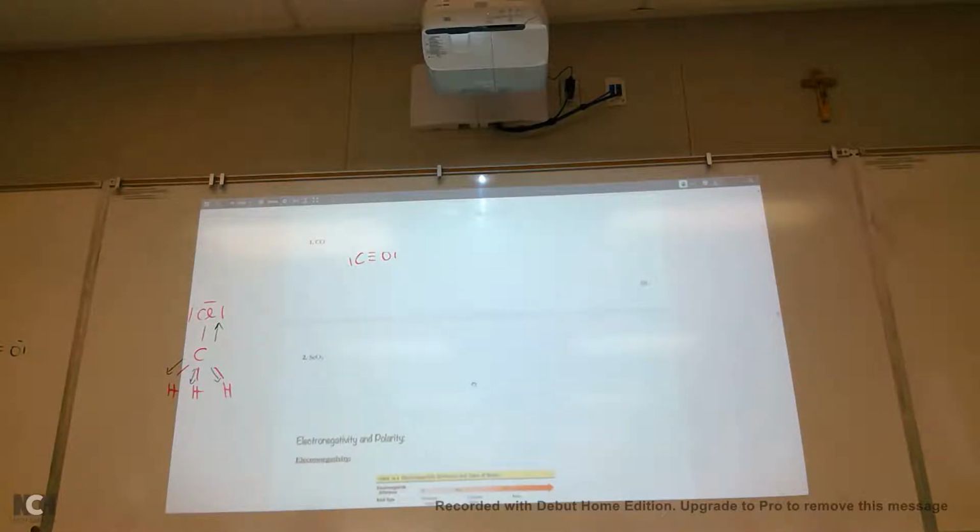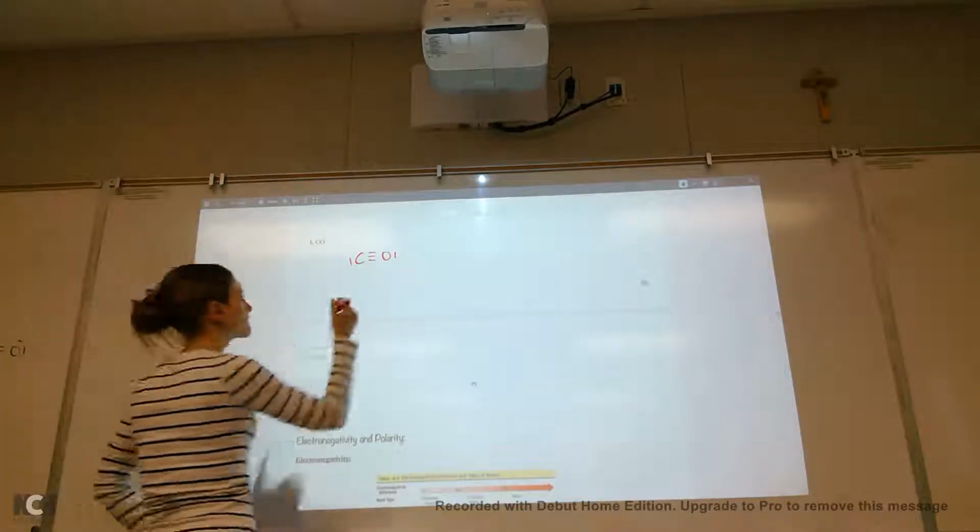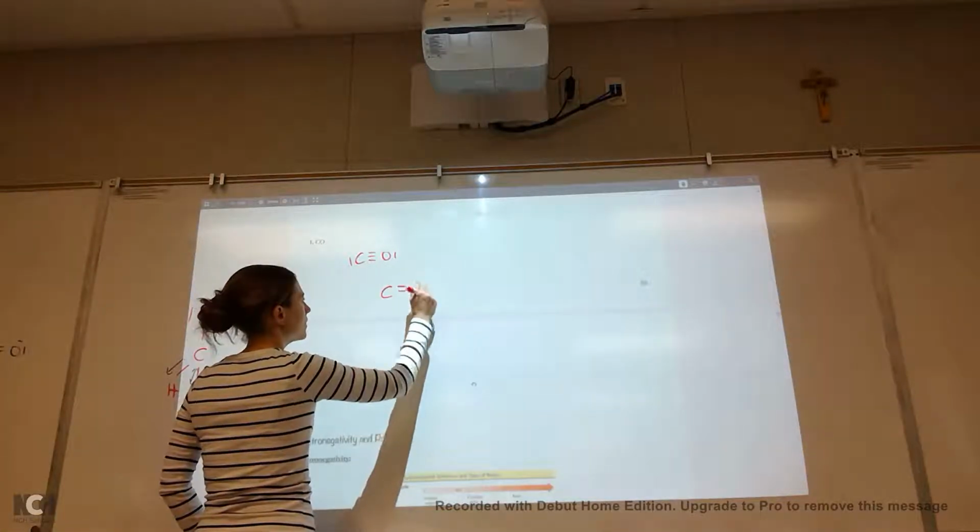It sounds scary, I know. It really isn't. All bond order means is what is the value of your bond? Meaning, if I have a triple bond, what do you think my bond order is? If I have a triple bond, what does triple mean? 3. My bond order is 3. So my bond order for CO would be 3. This is just a single.